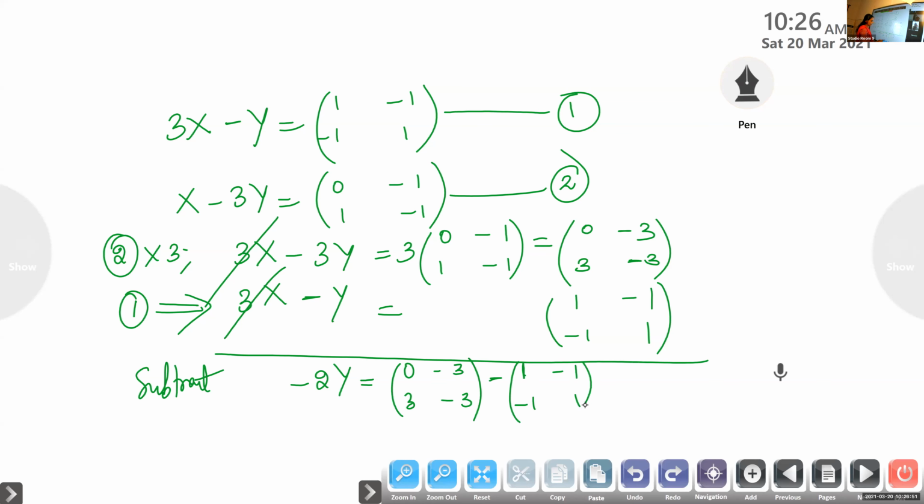Minus 3y into 3, it should be 9y, right? Yes, it is 9y. So we'll get minus 8y. Is it okay? Yes, ma'am. You multiply the second equation by 3. 3 into 3 is 9. So it is minus 8y is equal to.